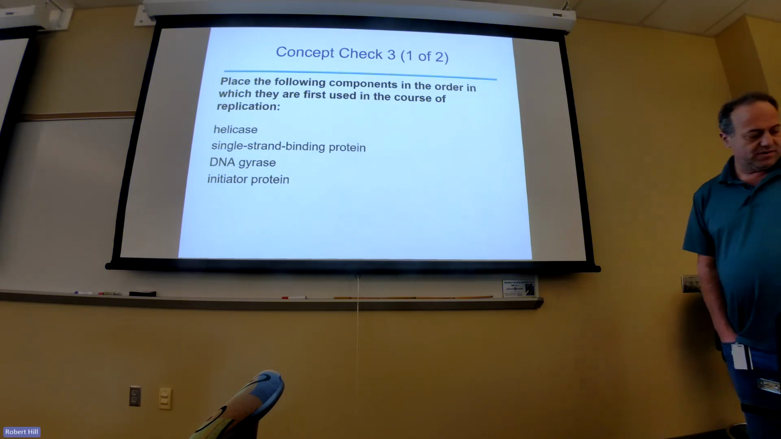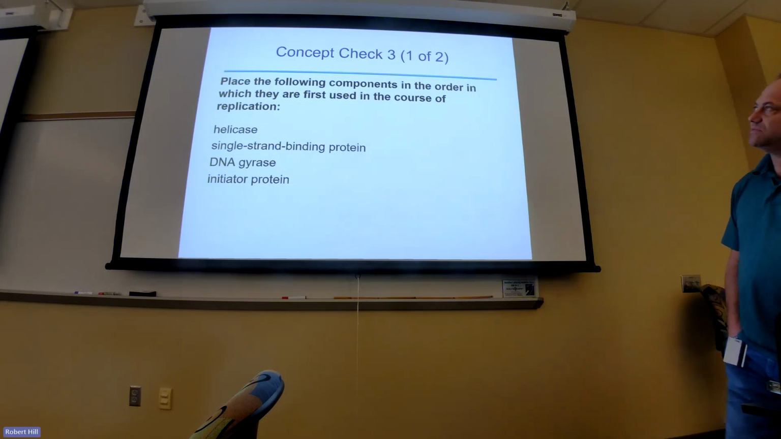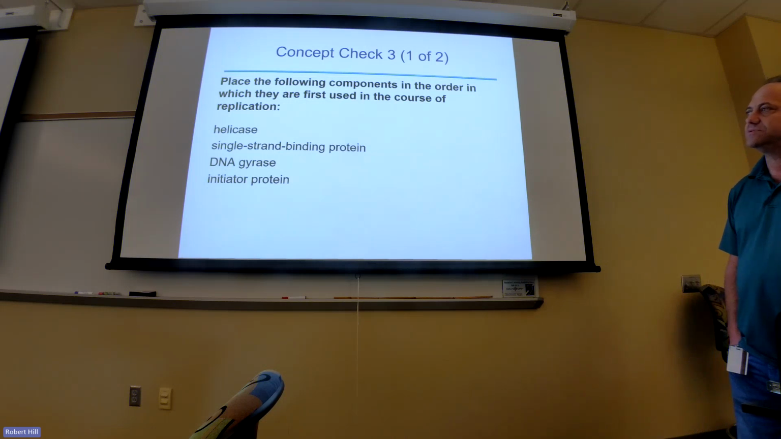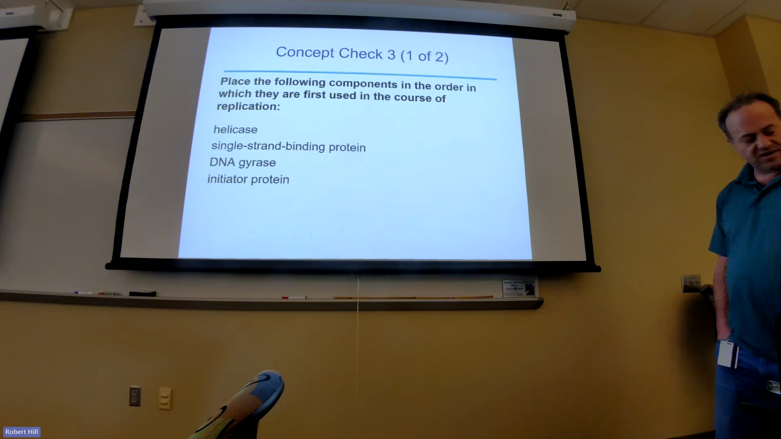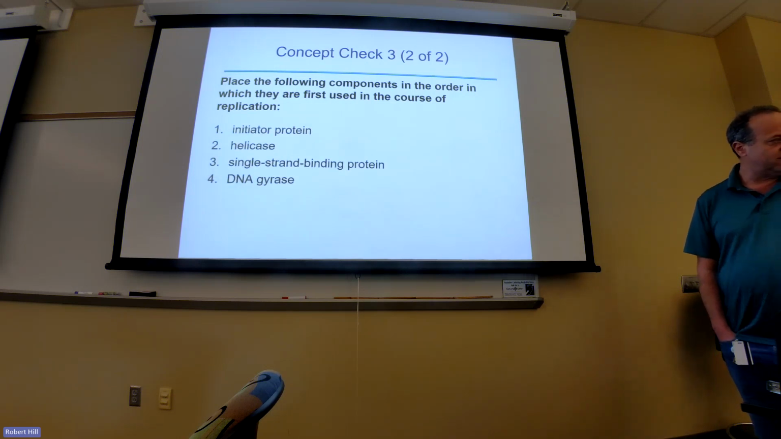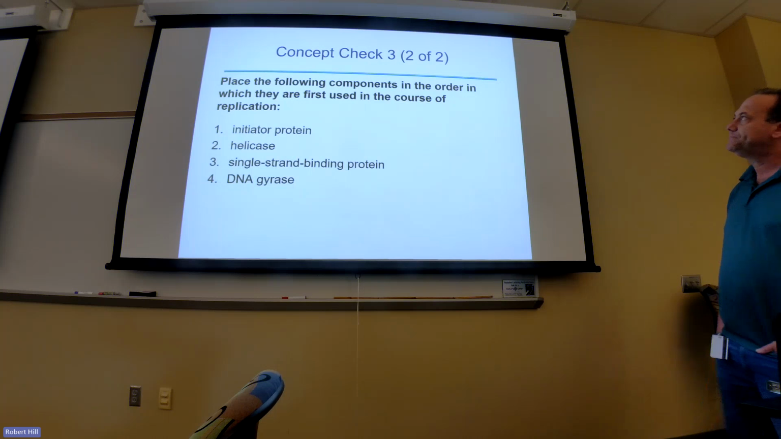Oh, these questions are fun. Place the following components in the order in which they are first used in the course of replication. Which one's first there? Initiator protein, then helicase, single-stranded binding protein, DNA gyrase. I agree with that. I probably wouldn't ask a question like that on tests. Good.